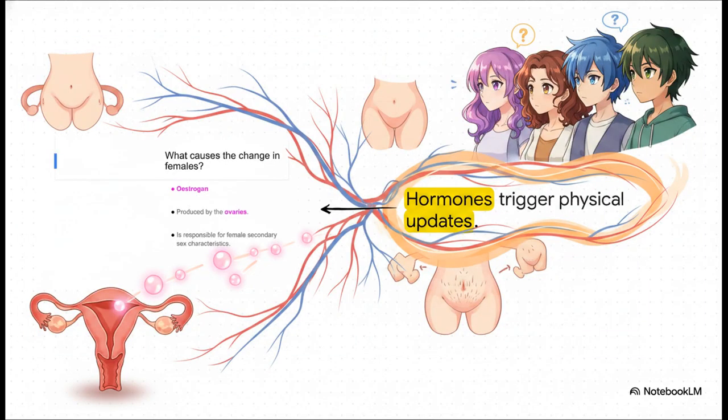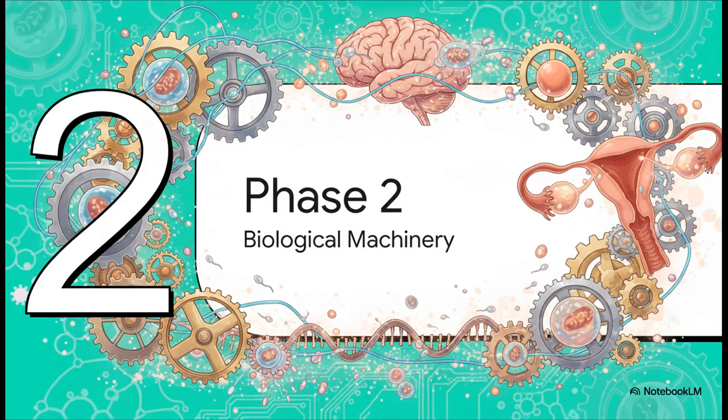Now, what's really interesting about all this is the actual trigger mechanism. It's all about hormones. These chemical messengers travel right through your bloodstream to initiate major physical updates in various target organs. It's like a system-wide software update. In females, for instance, the ovaries produce estrogen, which acts as the primary signal telling the body to develop adult secondary sex characteristics.